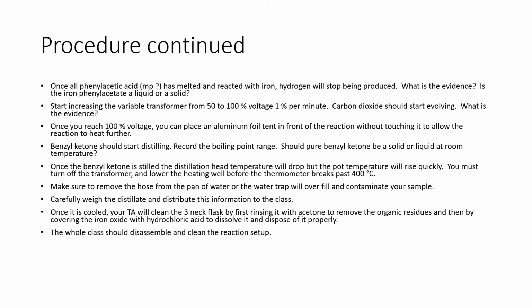Once it's cooled, your TA would clean the 3-neck flask by rinsing it with acetone, because we want to remove the organic residues, and acetone is a very good solvent at doing this. And then by covering the iron oxide with hydrochloric acid to dissolve it and dispose of it. You would then disassemble the entire glass setup and put everything away, and that would be the end of the experiment.